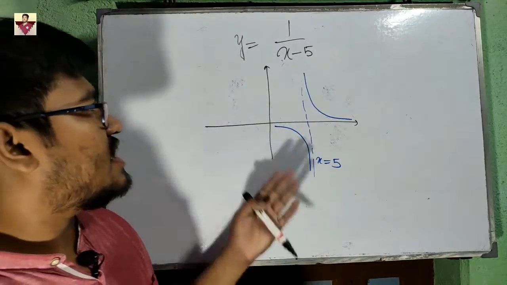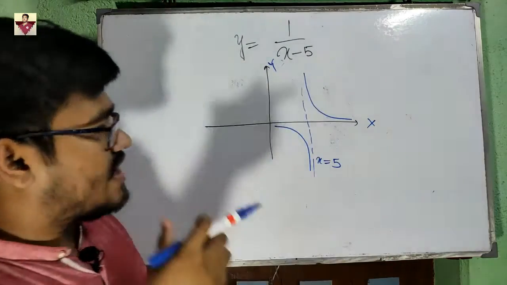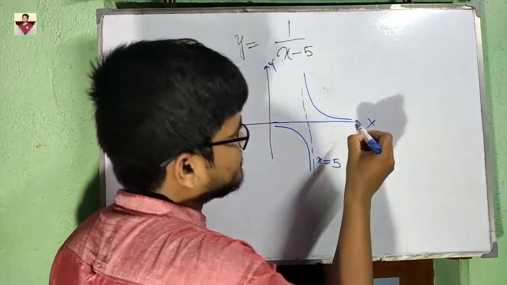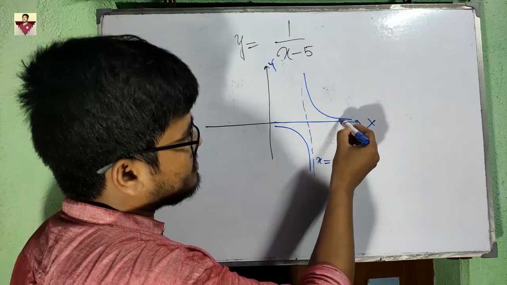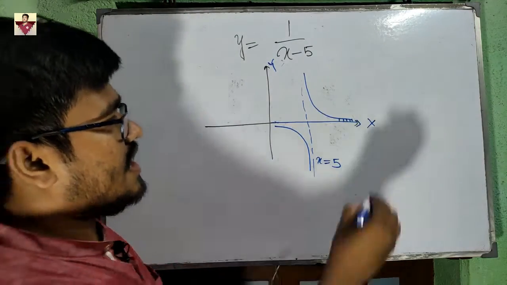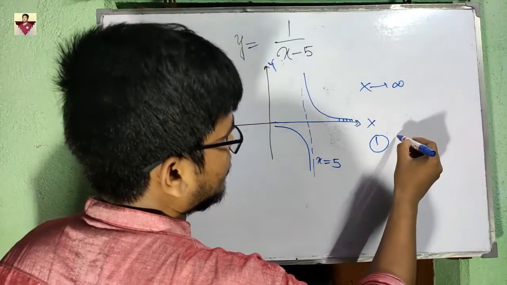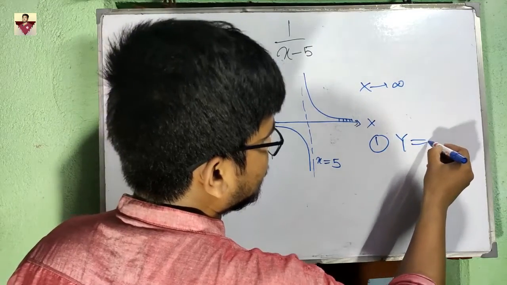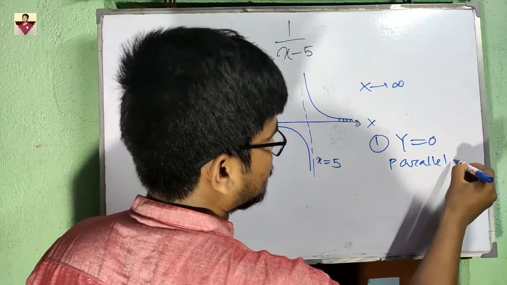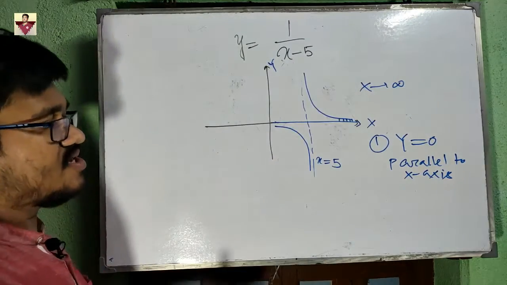Now as you can see, there exist two asymptotes. One is parallel to the x axis and another is parallel to the y axis. Parallel to the x axis, the x axis itself is an asymptote. As x tends to infinity, this perpendicular distance tends to 0. So you can say one asymptote is y equal to 0, which is parallel to the x axis. So the coordinate axis itself is the asymptote here.